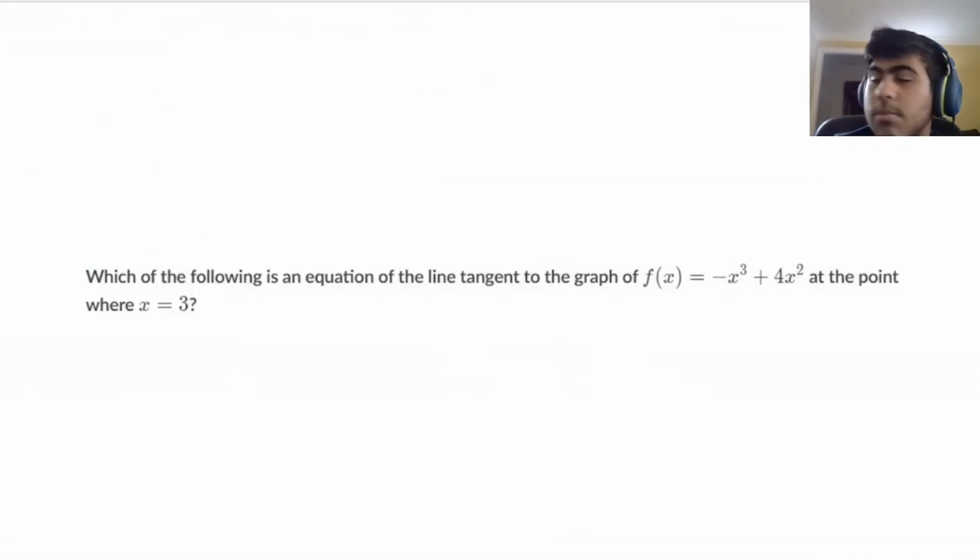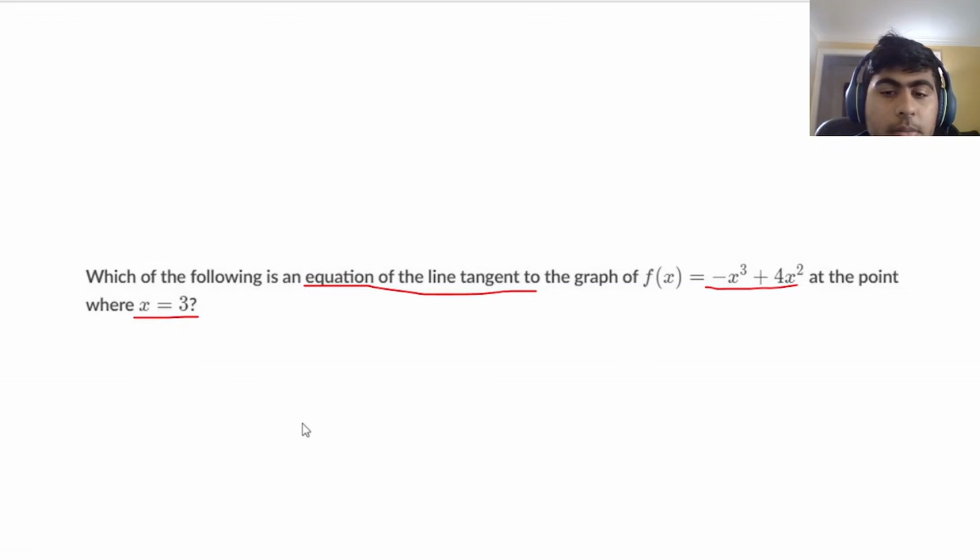Let's keep going. Now we actually have some words and a problem, instead of just a bunch of numbers. We're asked for the equation of the tangent line to the graph of this function at the point x equals 3. Well, the equation of the tangent line, that means we want to find the derivative. That's going to be the slope. And then we just need to find a point. So what we're going to do is find the derivative, f prime of x.